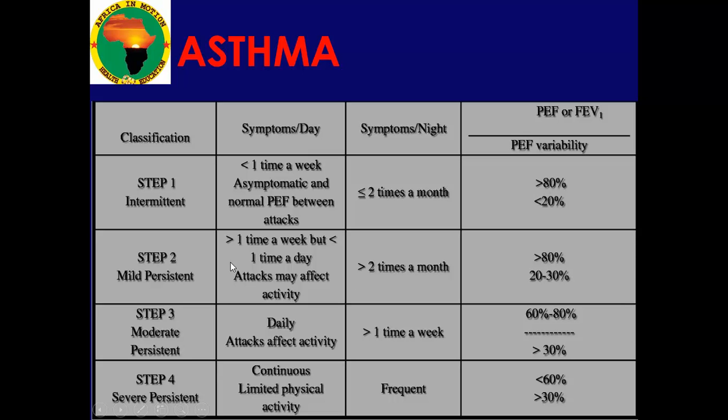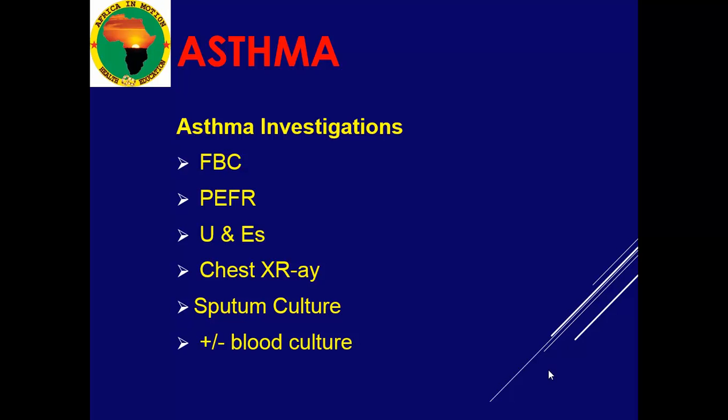If you compare this with the severe persistent, you can see that it's continuous. On a daily basis, the patient will be having an asthmatic attack. And night symptoms, they will be frequent. And the peak expiratory flow rate will be less than 60%. Remember, on the peak flow meter.